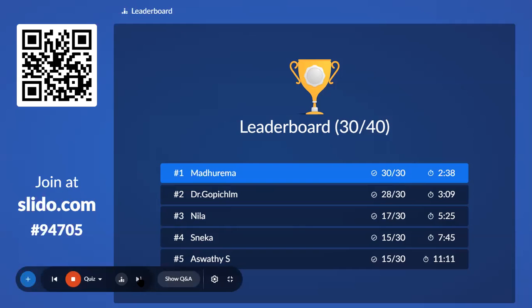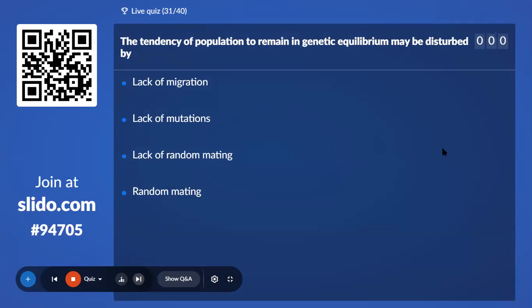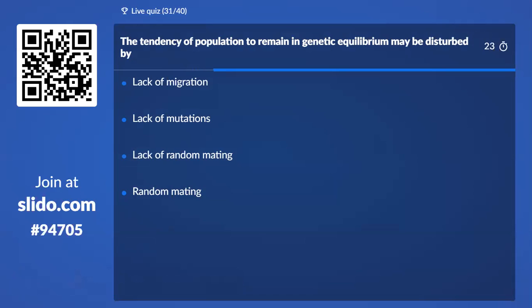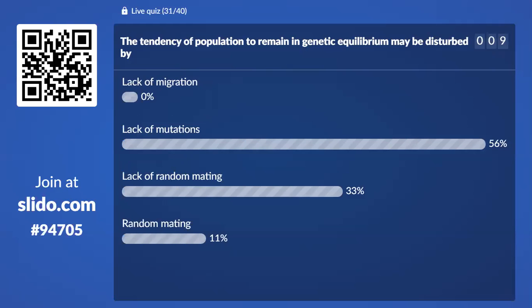31st question on the screen. We have 10 questions more. The tendency of a population to remain in genetic equilibrium may be disturbed by option A, lack of migration, option B, lack of mutation, option C, lack of random mating, and option D, random mating.